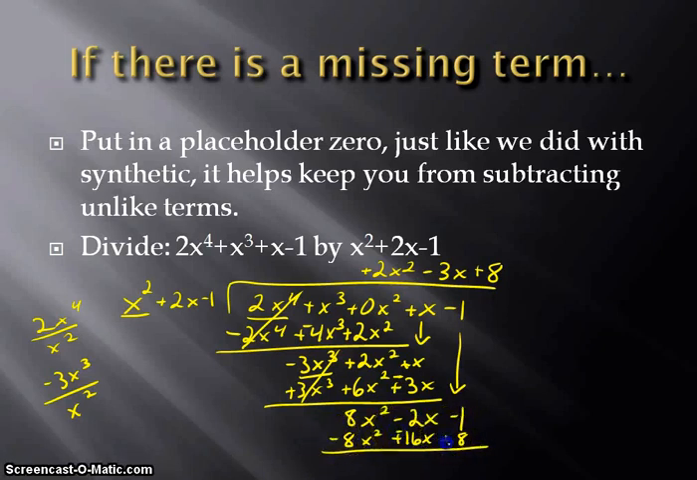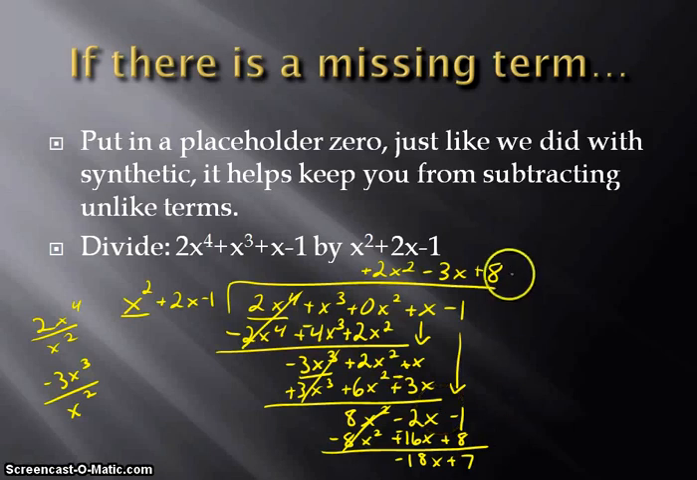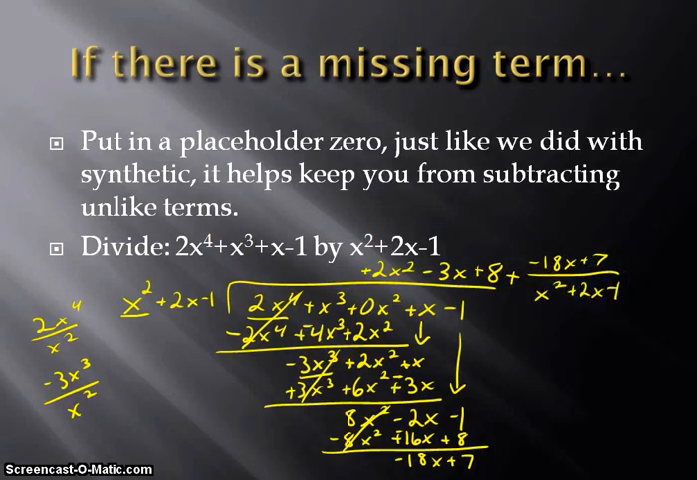Multiply my negative 1 through. So I have negative 18x plus 7. Now when I take negative 18x, I can't divide into it x squared, so that's just my remainder. So plus negative 18x plus 7 all over x squared plus 2x minus 1.